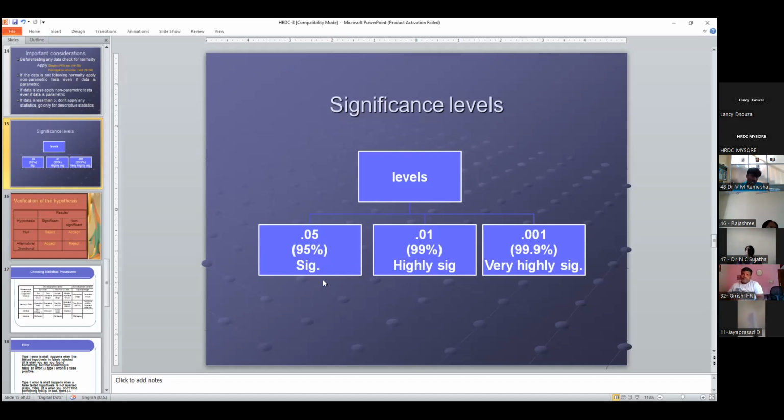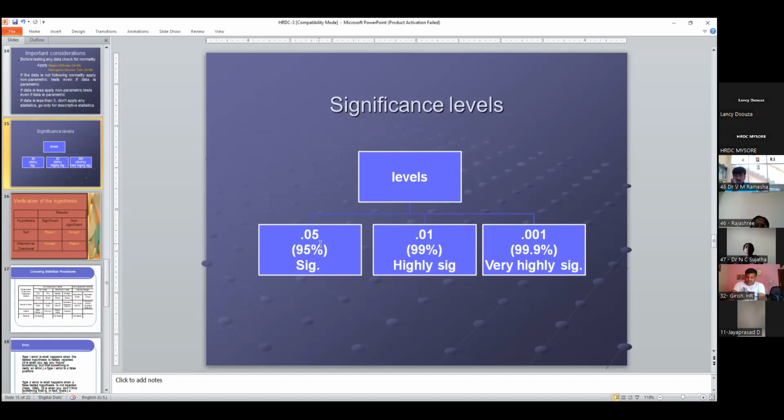Your significance level would be 0.06 here. Your significance level is 0.06 here, so automatically the confidence is 94%. We say it is non-significant. So the minimum significance level is 95%. Please understand this. The minimum significance level is 95%.